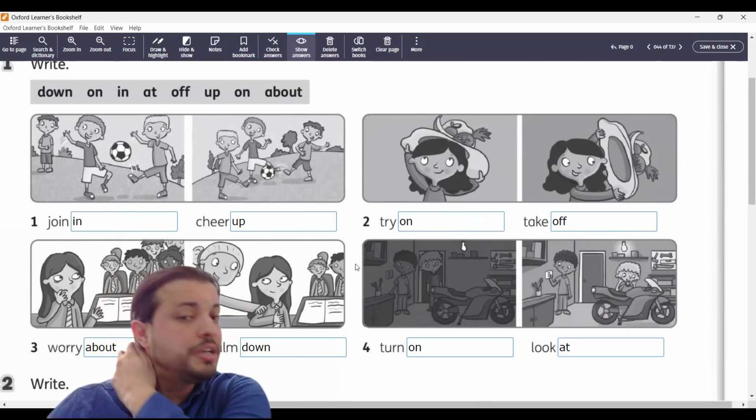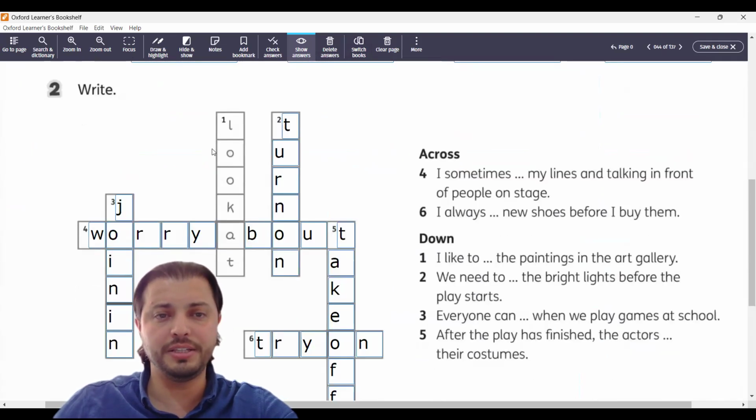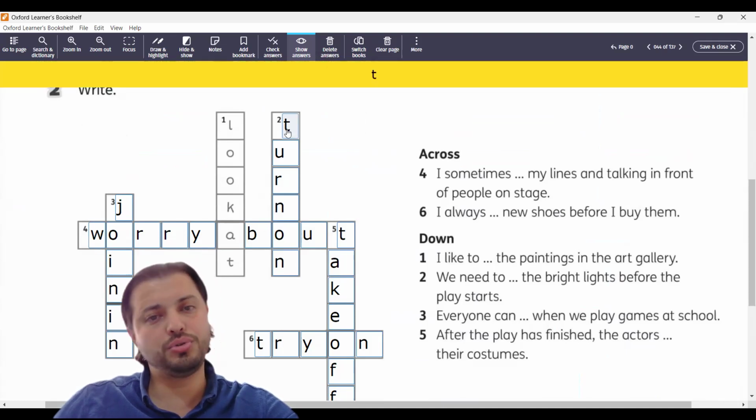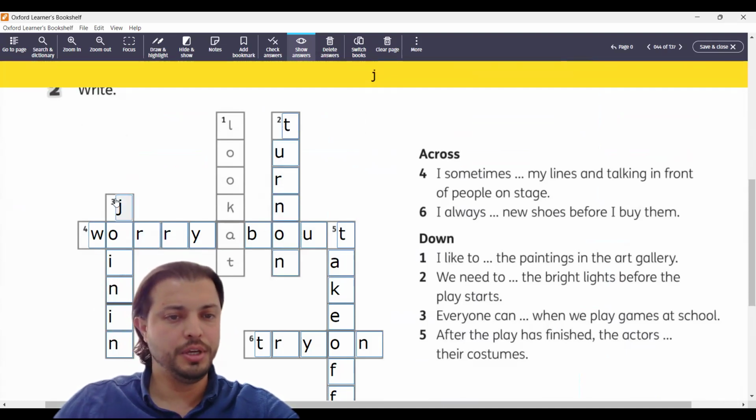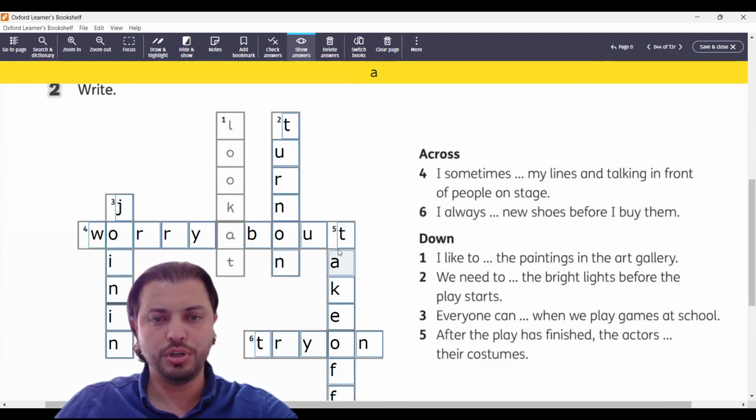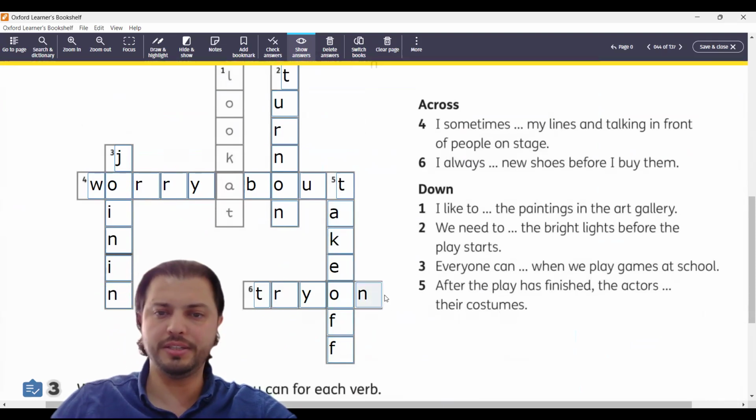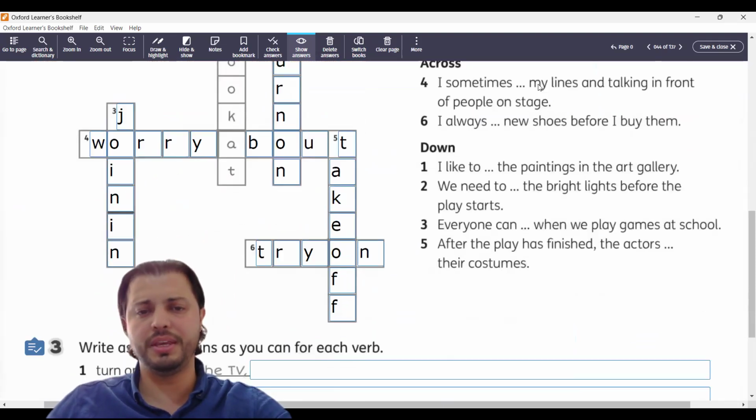So let's continue, guys. And here we go. So let's cross that out all together like this. So number one, what is that? Look at, turn on, join in, worry about, take off, try on. That's it. It's very easy. You can check the meaning here.